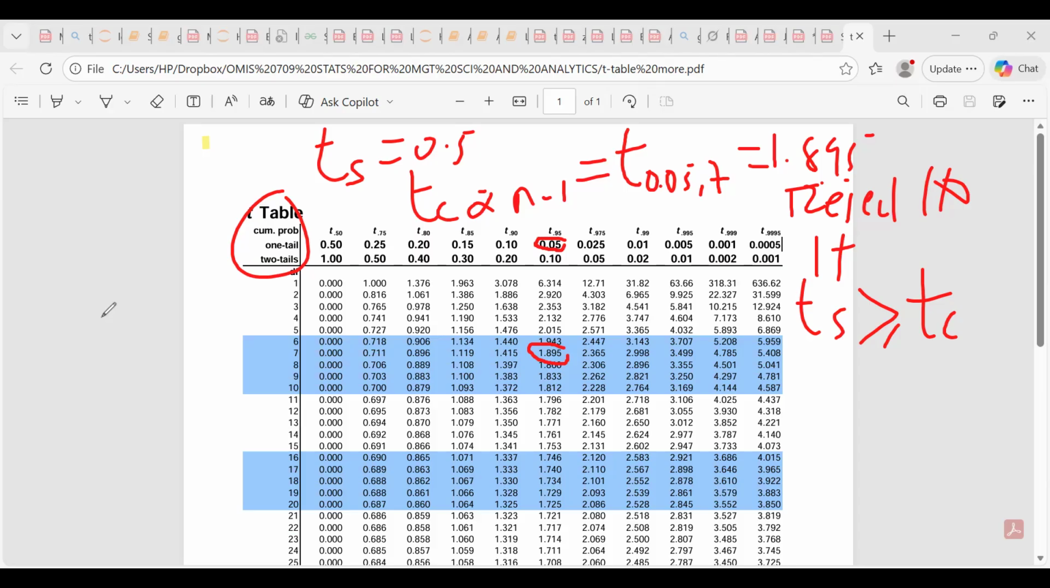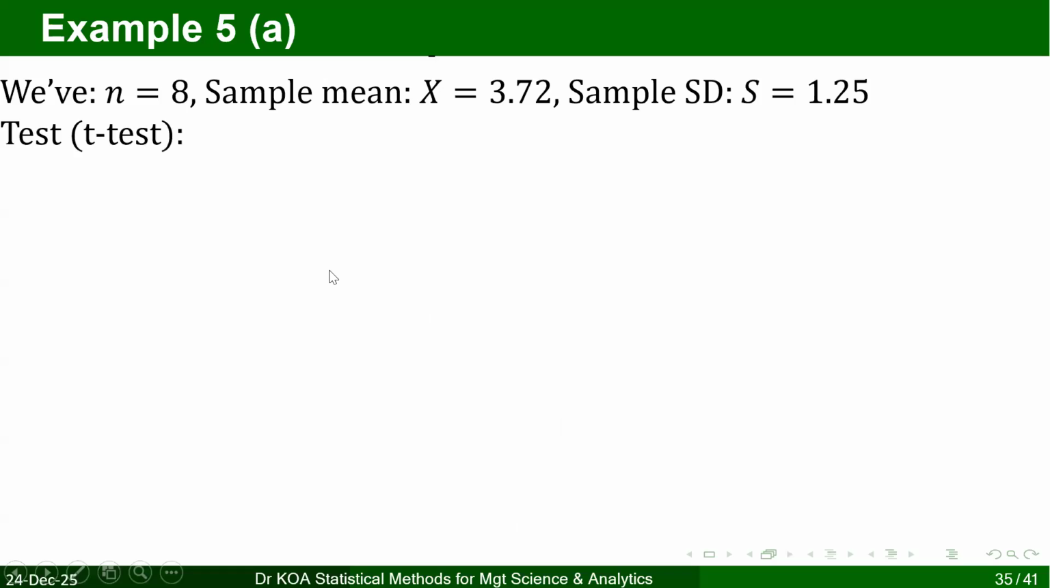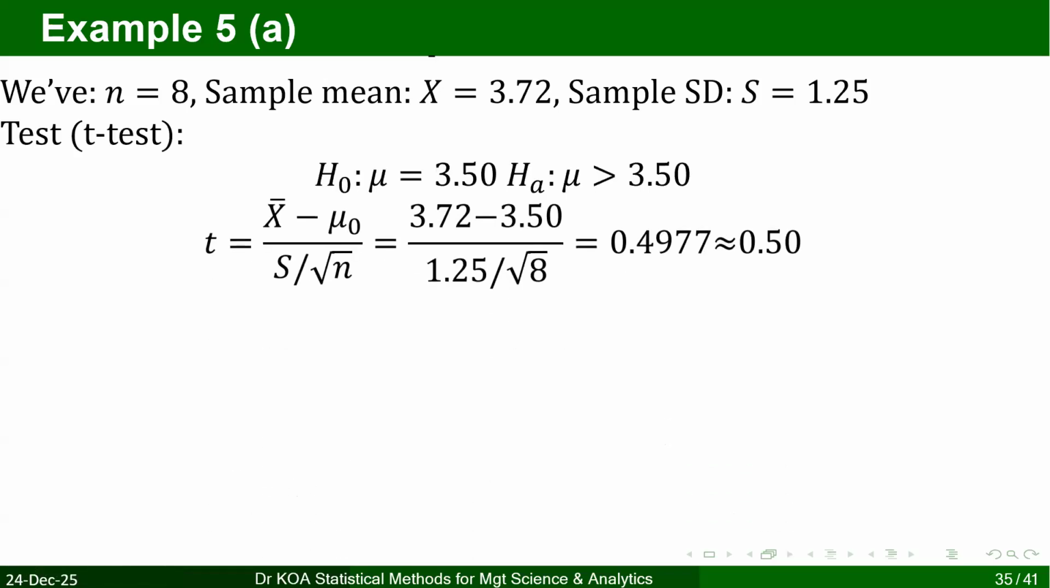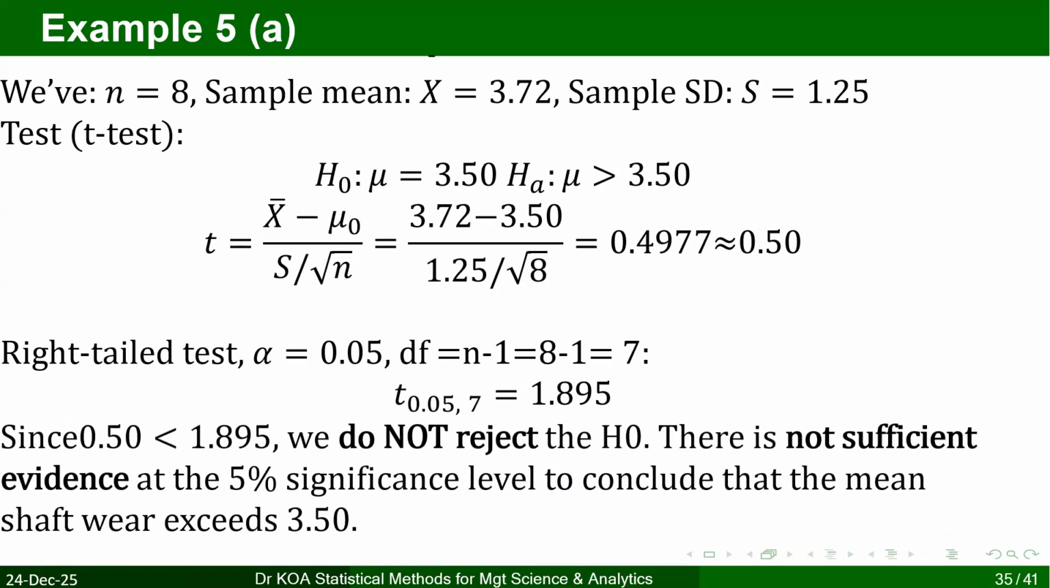Let me show you the way you should work it. Okay, so this is all that we've done here. You find the T statistic of 0.5, you read the 8 minus 1 degrees of freedom, you find 1.86 for the critical value, and this becomes your conclusion.